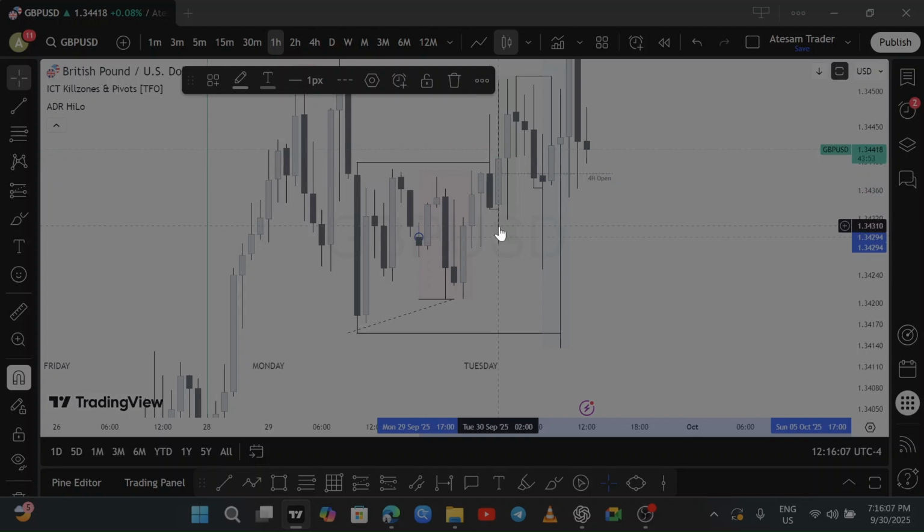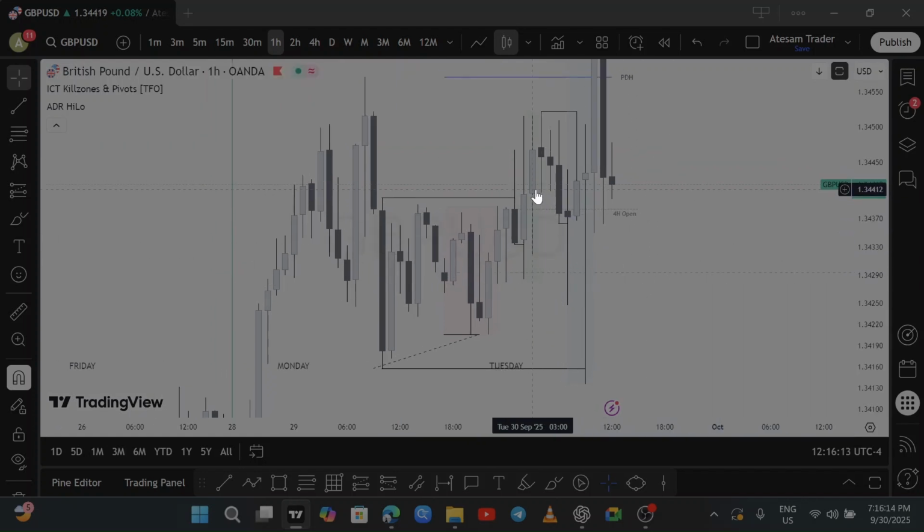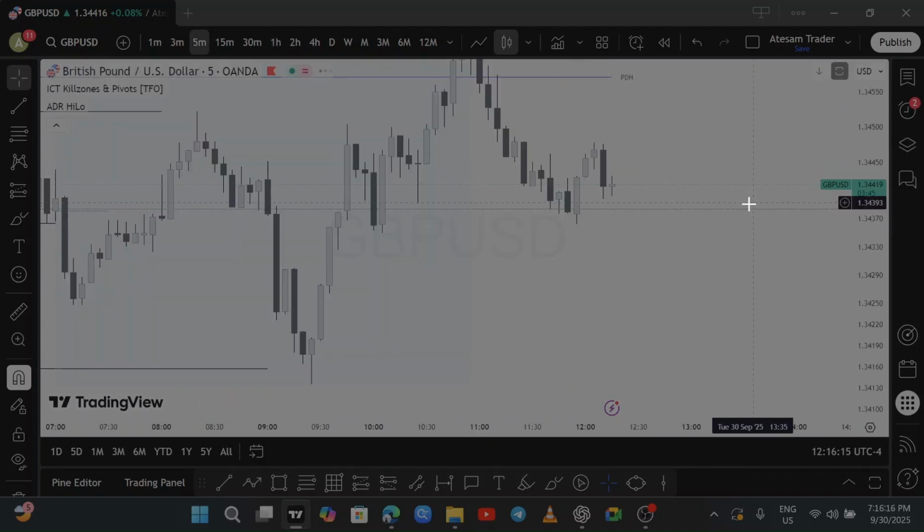This is the 1 a.m. candle, the 2 a.m. candle, forming the swing point. This is candle 1, candle 2. Okay, close inside the range. I took entry on this 3 a.m. here. Yeah, this is right.